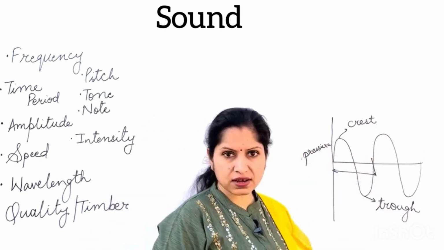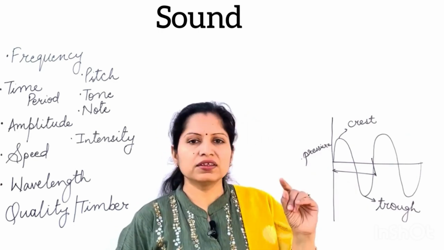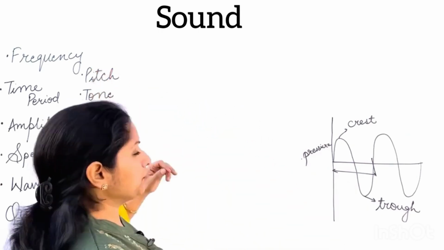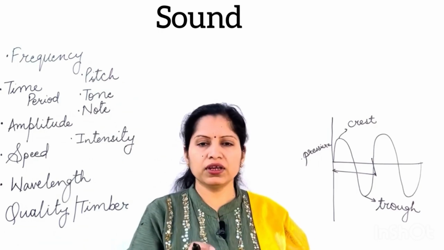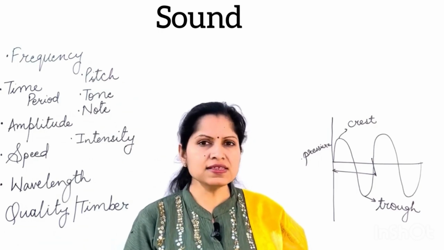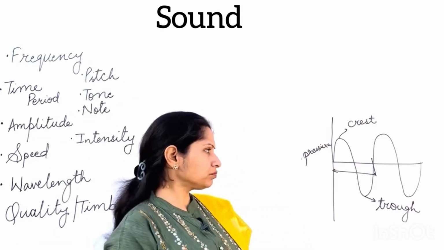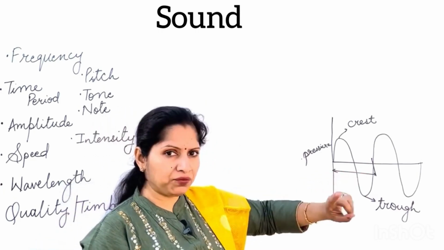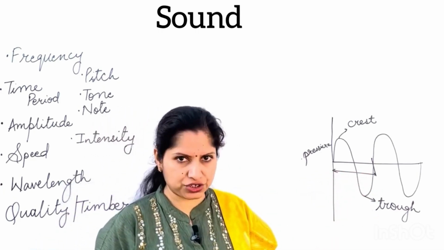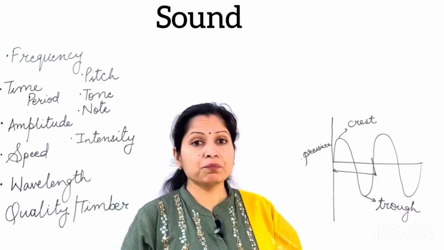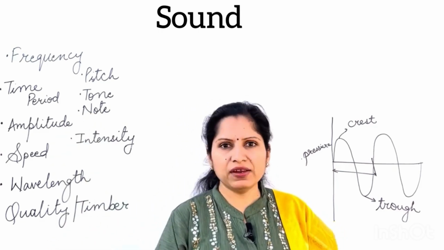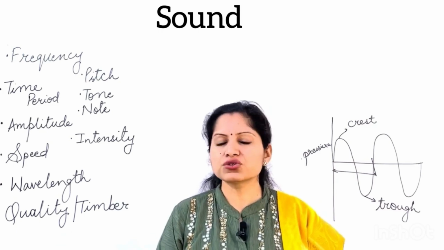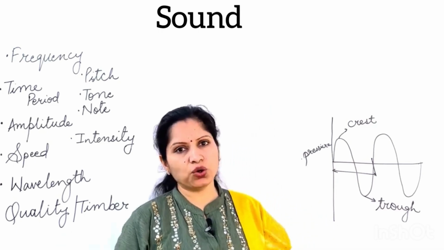So how many waves are there in 1 second? That will give you the frequency. The number of waves that are there in 1 second is known as frequency. One wave will include one compression and one rarefaction. Now, there is the pitch of a sound. You must have heard that females have a high pitch, and male voices have a low pitch. So this pitch defines the frequency.